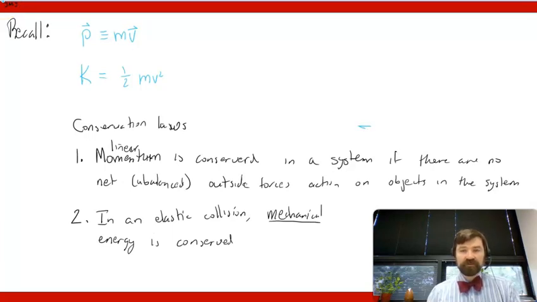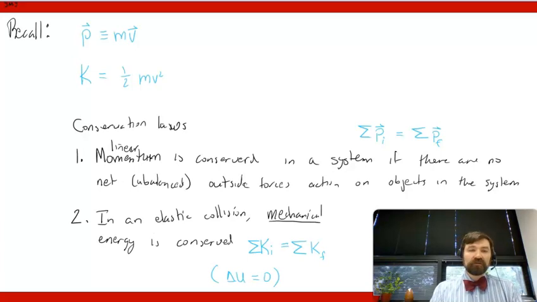Now, practically speaking, the top condition means that the sum of linear momentums initially and the sum of linear momentums finally must be equal. The second condition means that the sum of kinetic energies initially is almost certainly going to be equal to the sum of kinetic energies finally. I say almost certainly because we're kind of assuming that there's no changes in potential energy for the system. Okay, so this is what an elastic collision means.